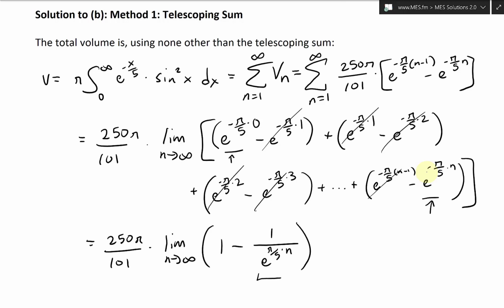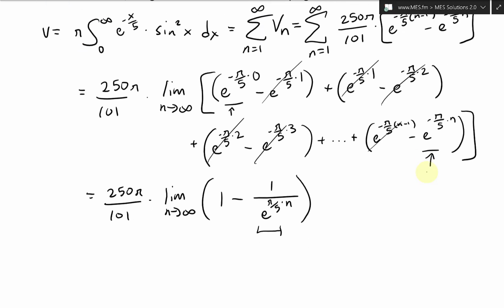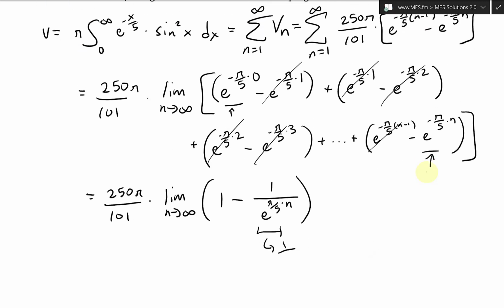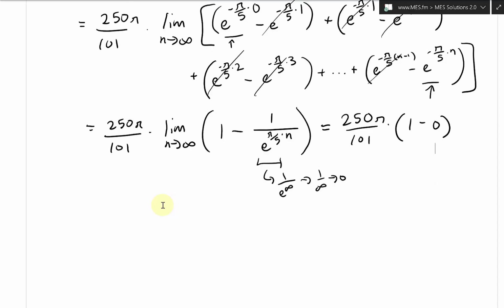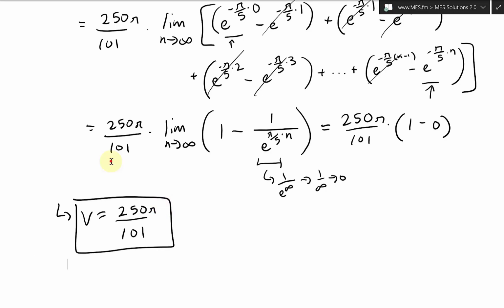Notice that this part right here gives 1 over e to the infinity as n approaches infinity, which is 1 over infinity, which goes to 0. So in other words, this equals 250 pi over 101 times 1 minus 0. So the total volume approaches 250 pi over 101.